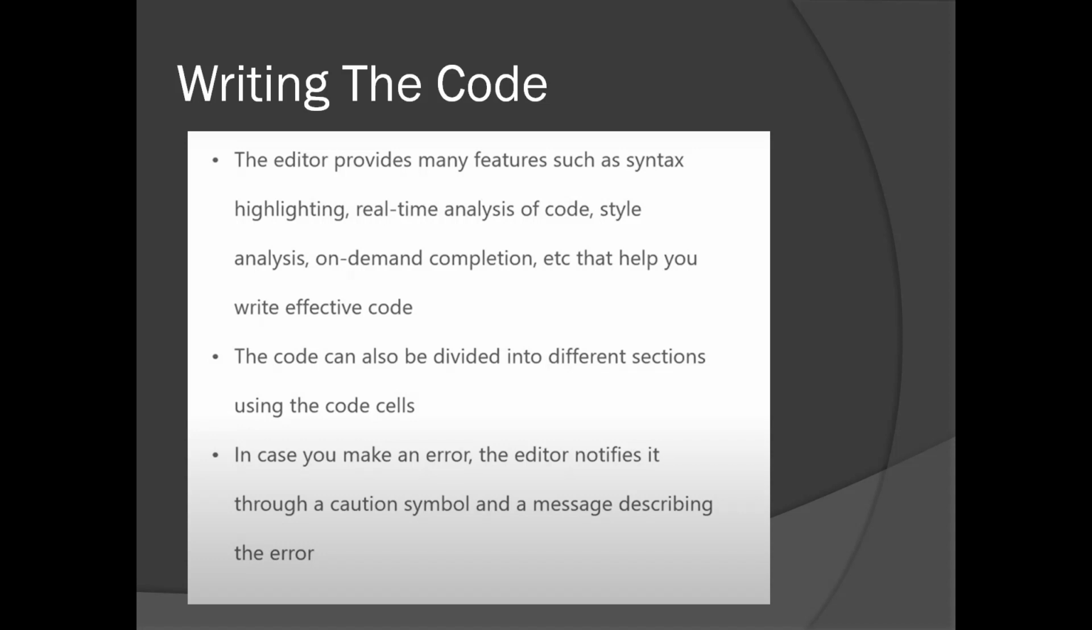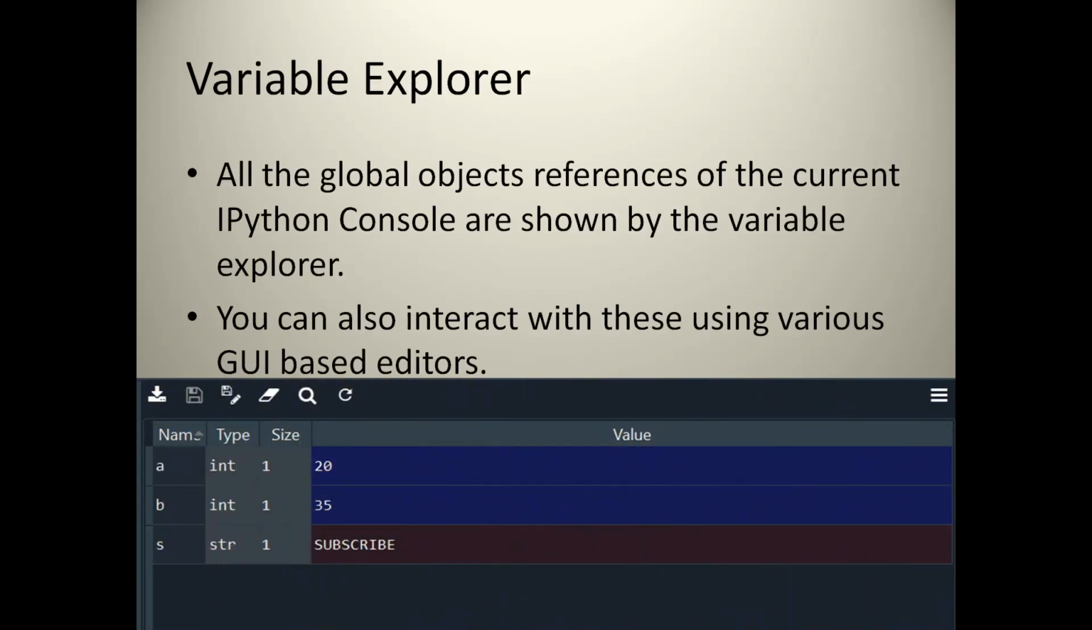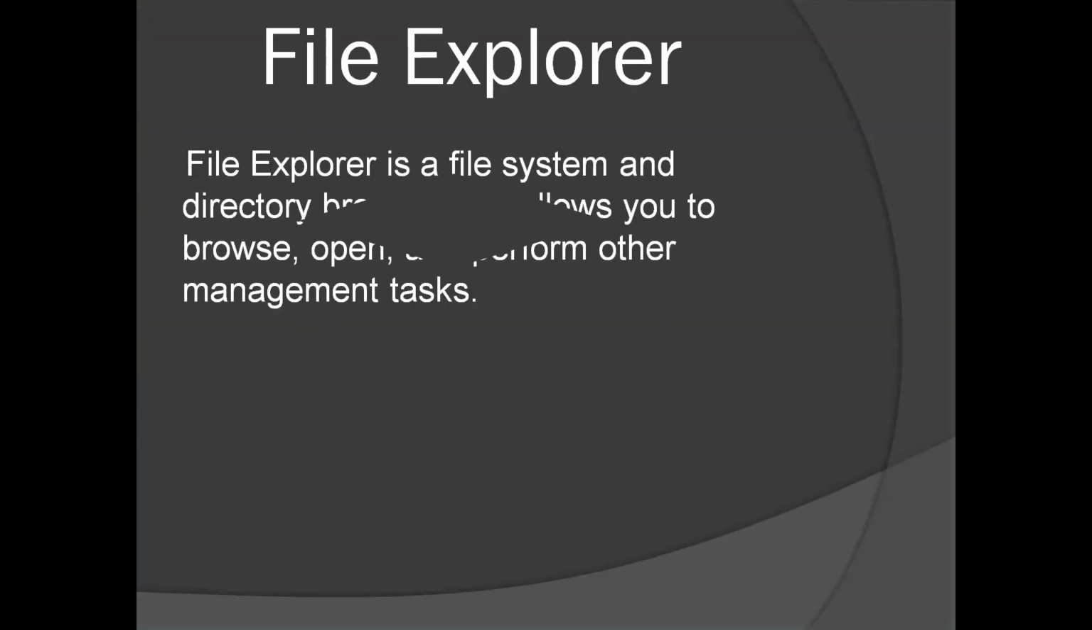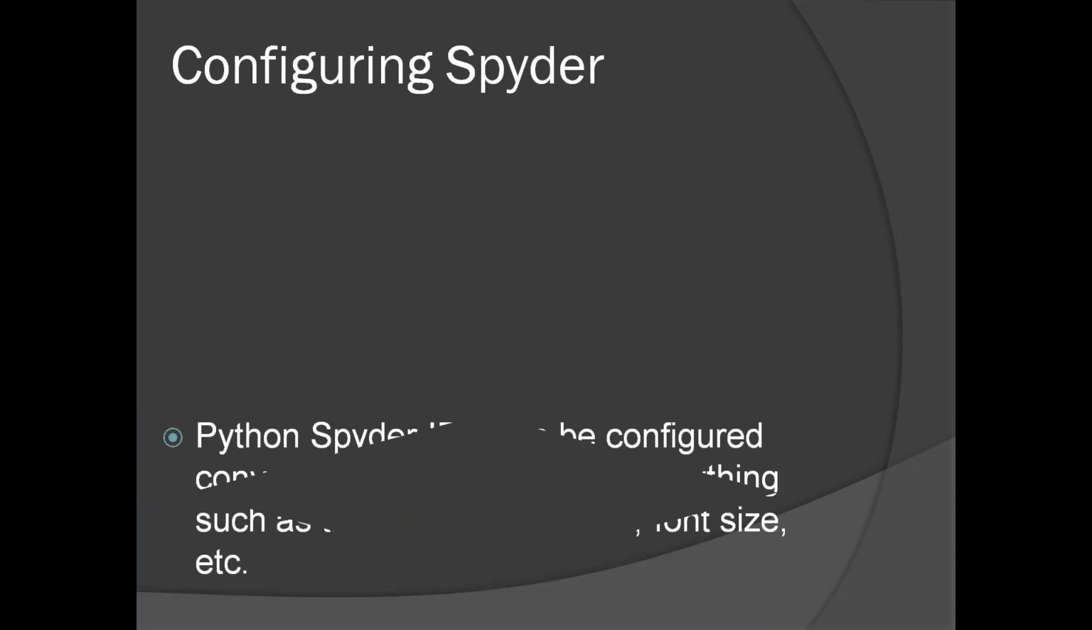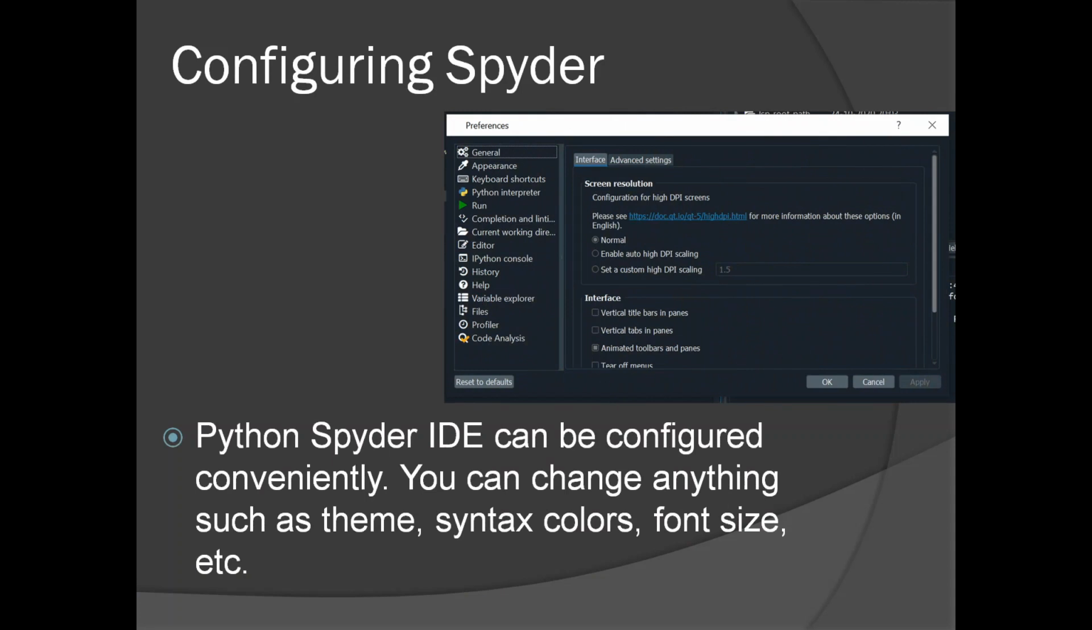The Python Spyder IDE also provides other components such as the Variable Explorer and the File Explorer. The Variable Explorer shows all the global object references such as modules, variables, methods, etc. of the current IPython console. Not just this, you can also interact with these using the various GUI-based editors. The File Explorer is basically a file system and a directory browser that allows you to browse, open, and perform other management tasks on files. You can make use of the context menu functions for operating with these files and folders.